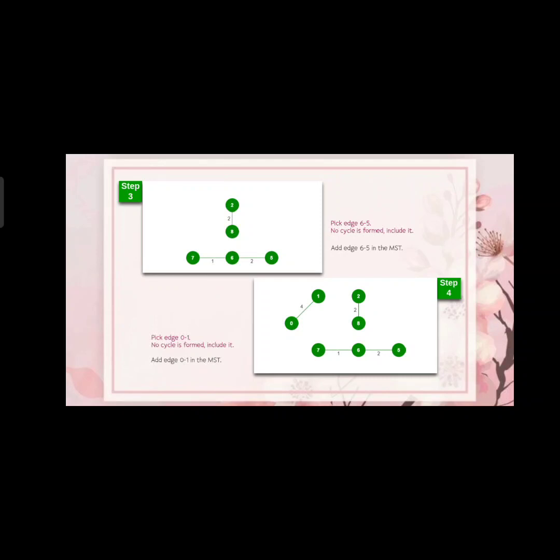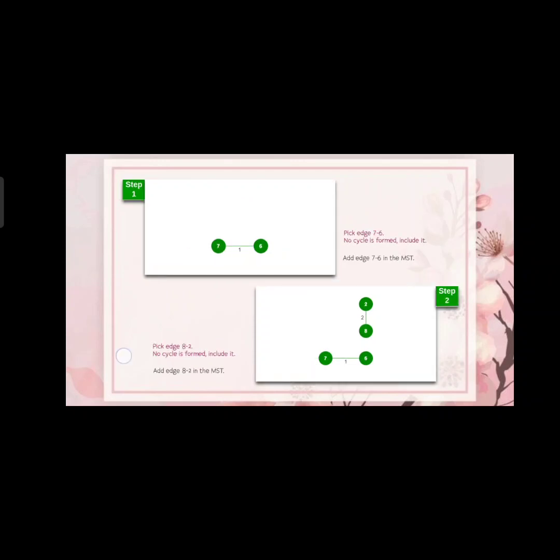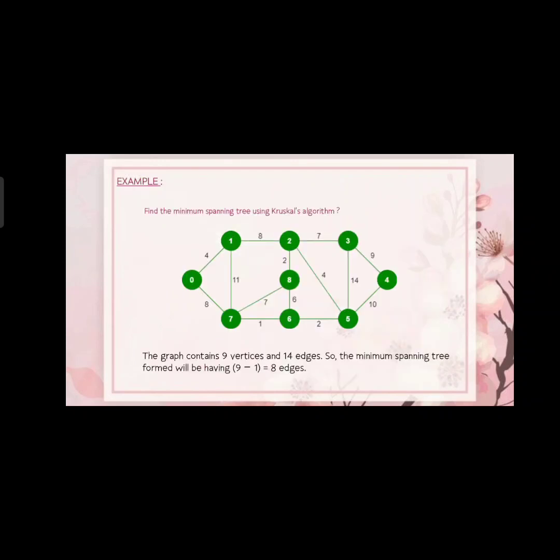Next, pick 6 to 5. It does not form any cycle, so we have included it in the graph. Next, we have taken 0 to 1 because, as we can see, there is no edge of weight 3 in the graph. So for 0 to 1, the weight of this edge is 4, so we have taken it.